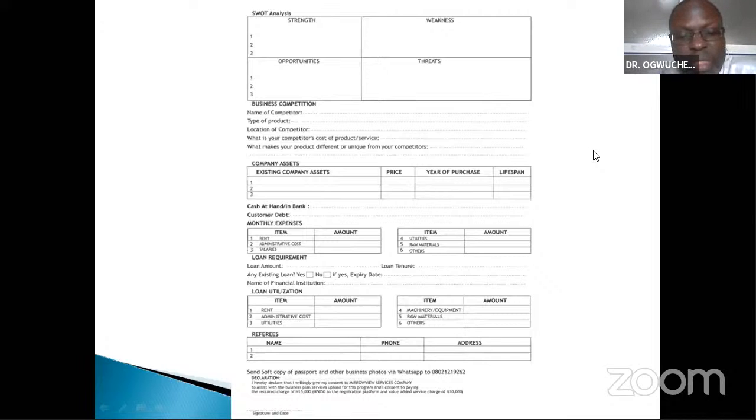Do you have any existing loan? Yes or no? If you do, you say yes. If not, indicate no. The name of financial institutions. It's always advisable, if you have an existing loan, to please indicate it. Because if you don't, by the time they check your BVN, they will be able to link your bank accounts and tell the story behind your account. So it's important that we know that and then we indicate it. Okay.